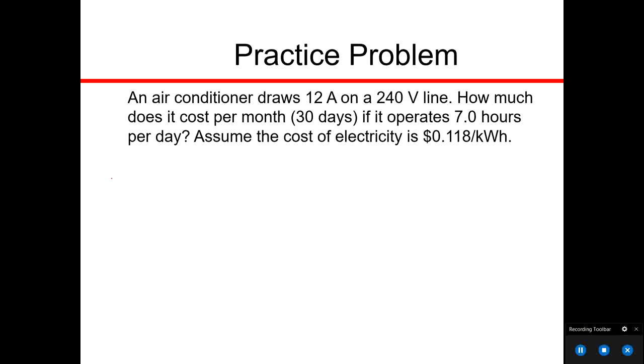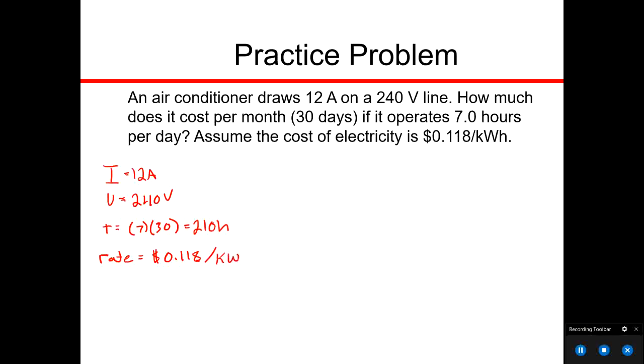Okay, so we'll write down our information that's given. So we have our current is 12 amps. Our voltage is 240 volts. Our time is going to be 7 times 30, or 210 hours, 7 hours a day for 30 days. And our rate, as we'll use for any calculations we do, $0.118 per kilowatt hour. Okay, and our goal here again is to find the cost.